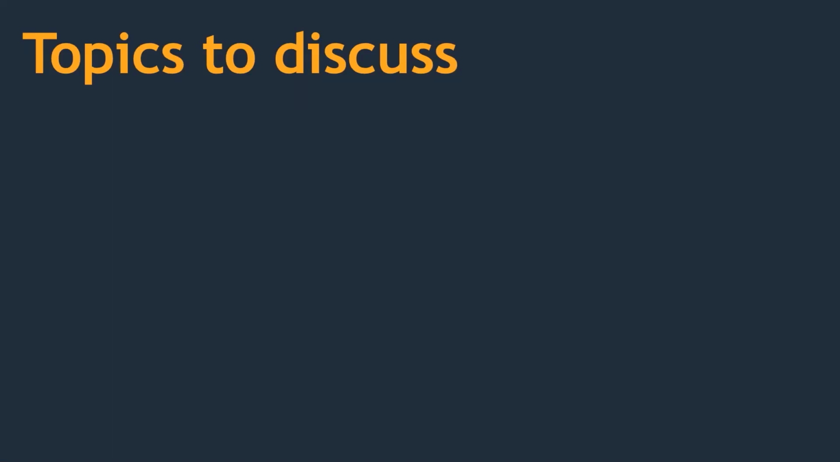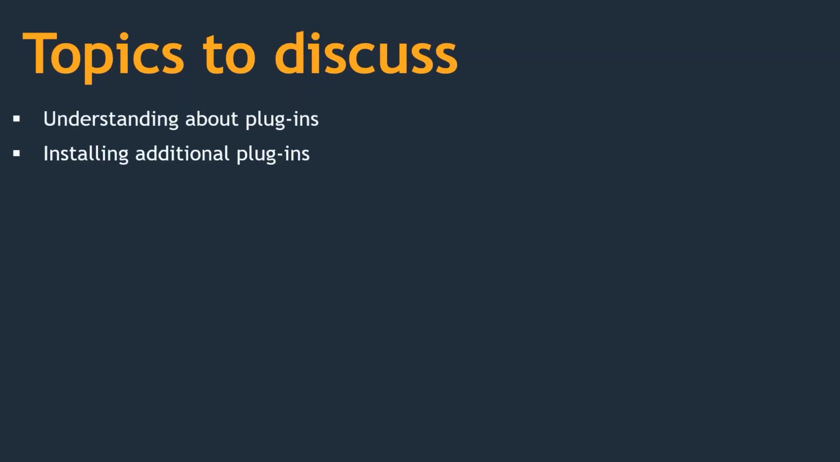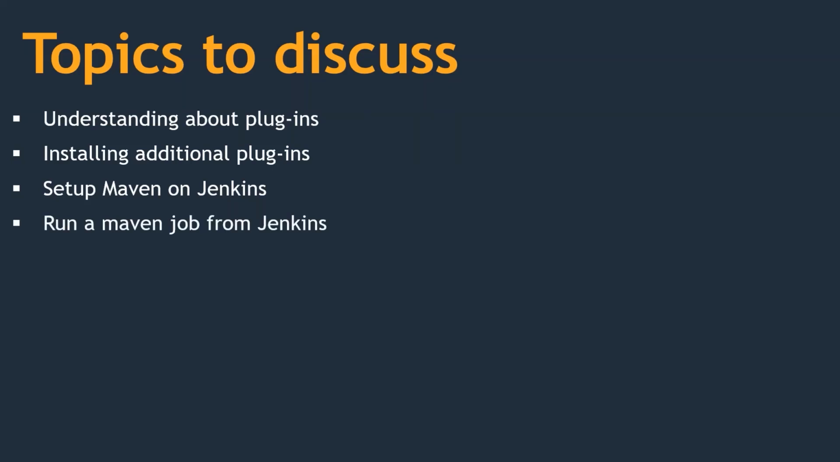All right, so we'll discuss what we are going to discuss today. First, we are going to see understanding about plugins. Next, installing additional plugins, whatever is necessary. Next, set up Maven on Jenkins. So far our Maven server is different and Jenkins server is different, but we are going to set up Maven on Jenkins. Then run a Maven job from Jenkins and DSL jobs.